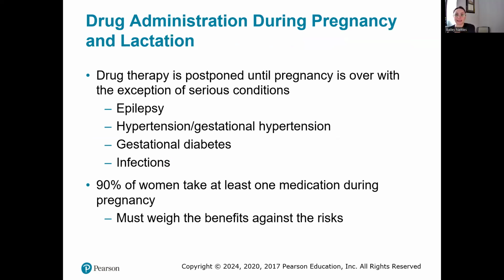All right. So pregnancy and lactation and how that can affect drug administration. A lot of times they'll stop most drug therapy while you're pregnant, except for serious conditions like infections. If the infection gets worse in your body, it's going to harm the fetus. So they want to take care of it. They just have to find a specific drug that's not going to harm the fetus. Not just gestational diabetes, just normal type 1, type 2. You don't stop that either. Hypertension and gestational hypertension, and then epilepsy as well. The benefits have to outweigh the risks, especially with all these medications, if they're going to potentially harm the fetus.